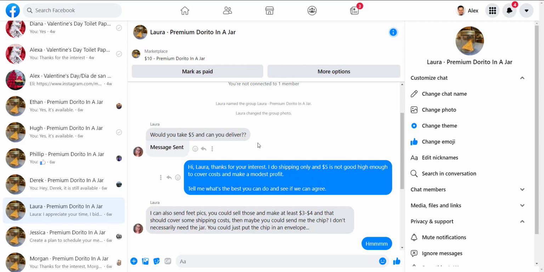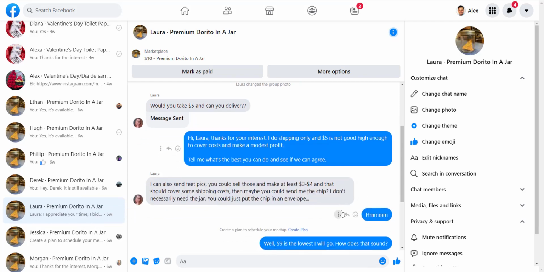So I'm not stopping there, even though this person is joking. I'm taking it seriously, not over serious, but you get the idea. Still in my brand voice though. So she goes, I can also send feet pics. You can sell those and make at least $3 to $4, and that should cover some shipping costs. Then maybe you could send me the chip? I don't necessarily need the jar. You could just put the chip in an envelope.